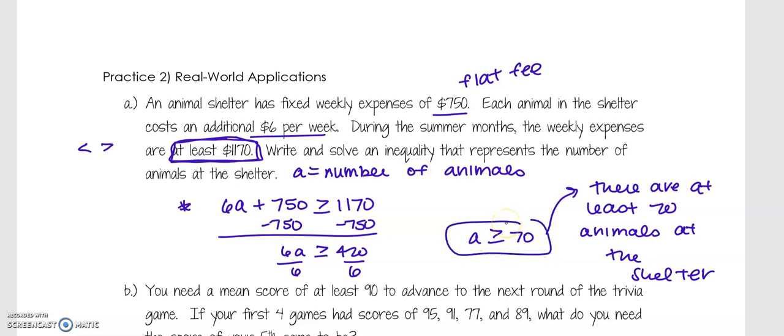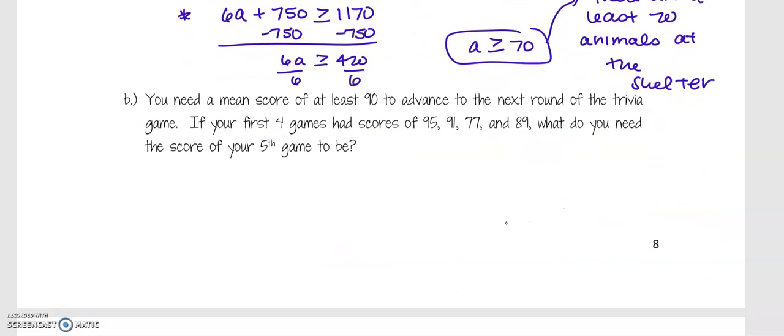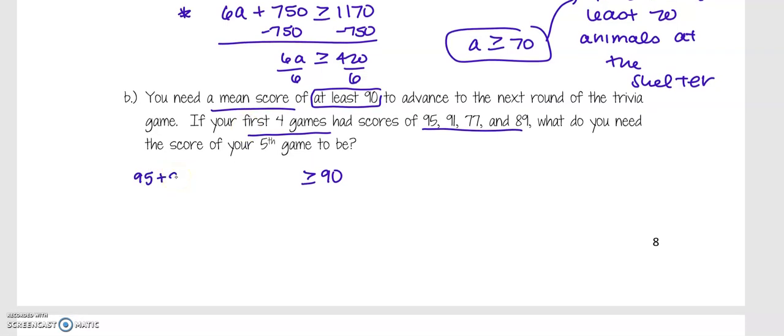Okay, and let's check out one more. You need a mean score, so we're talking about average, of at least, here's that at least 90. Guys, as soon as I read that, honestly, I'm just going to go, at least is greater than or equal to 90 to advance to the next round of the trivia game. If your first 4 games had a score of 95, we're doing mean, so I know we're going to add these all together. Remember, mean is add them up divided by how many? What is our 5th score? So I put an X. Needs to be to get at least a 90%.